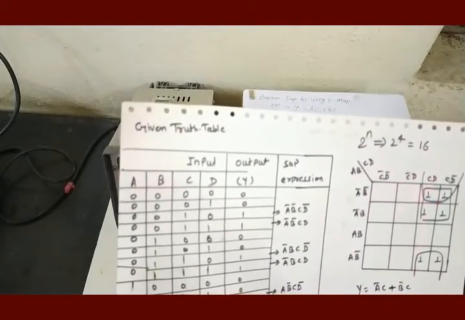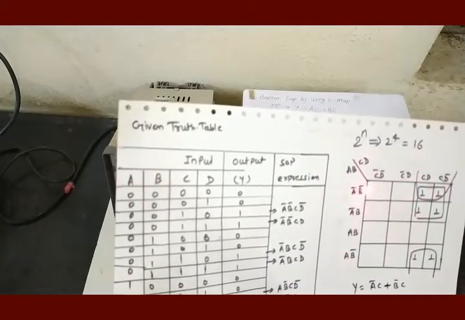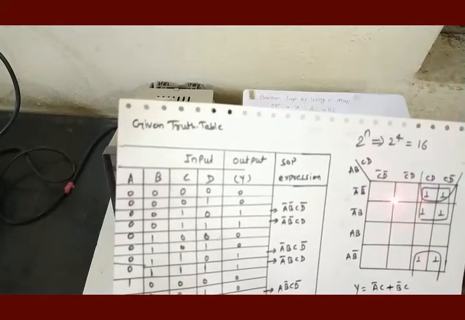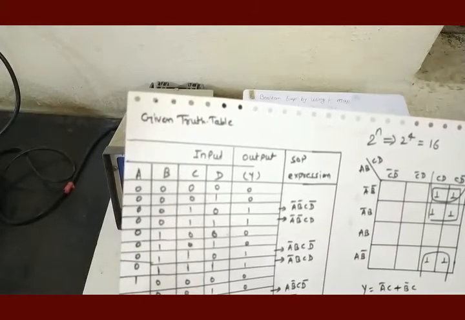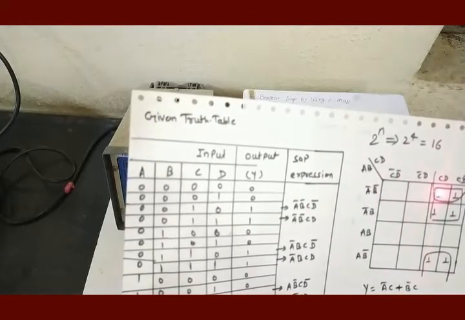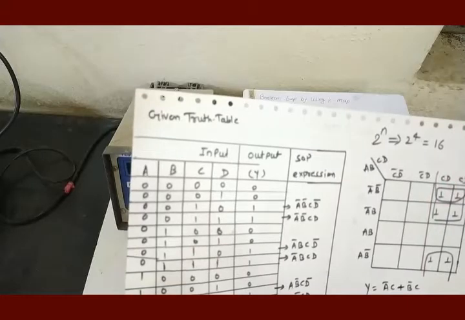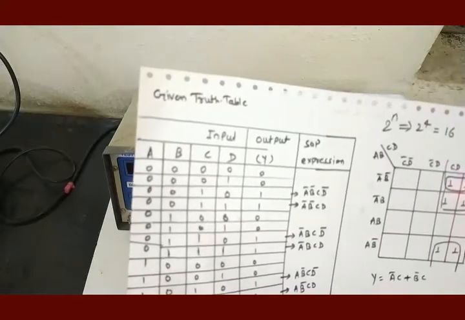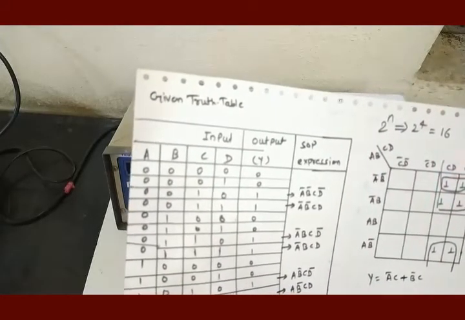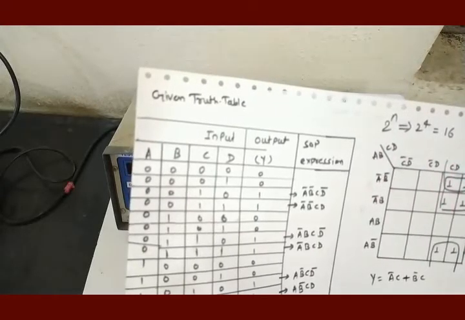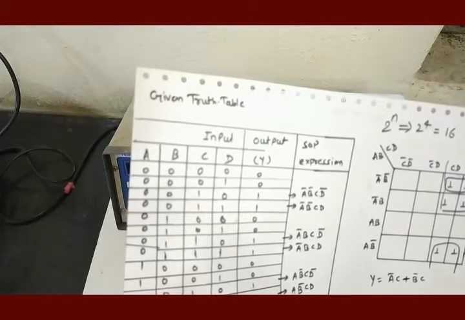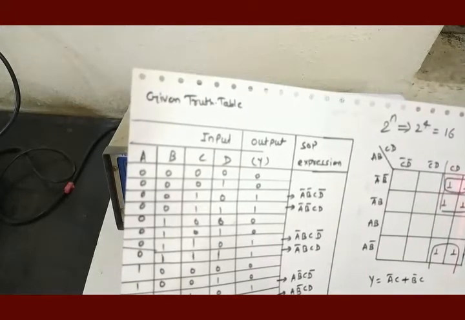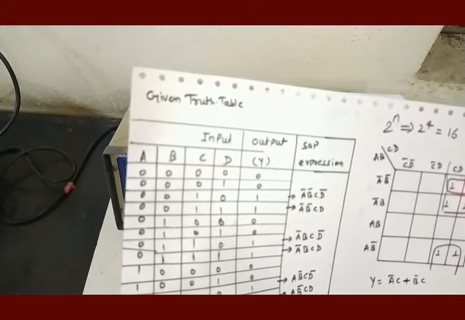Let us go to the third cell. What is the name of the third cell? A bar, B bar, C, D. 0, 0, 1, 1. What is 1, 1 in binary? It is 3. And therefore the number of this cell is 3. Let us go to the last cell in this row. A bar, B bar, C, D bar. 0, 0, 1, 0. 1, 0 corresponds to 2 in binary. And therefore the cell number of this cell is binary 2.